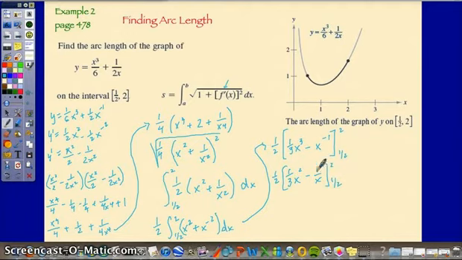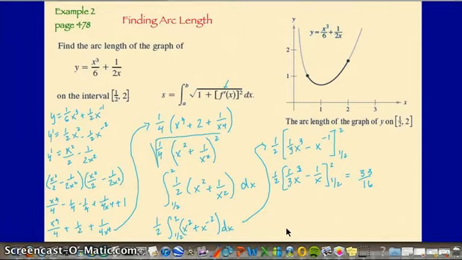And then once you plug in 2 here, you get 8/3 minus 1/2. 1/2 here becomes 1 over 24. That's a cubed, by the way. 1 over 24 minus 2, and then multiply all of that times 1/2. You get 33 over 16 as your arc length. That was fun, wasn't it?